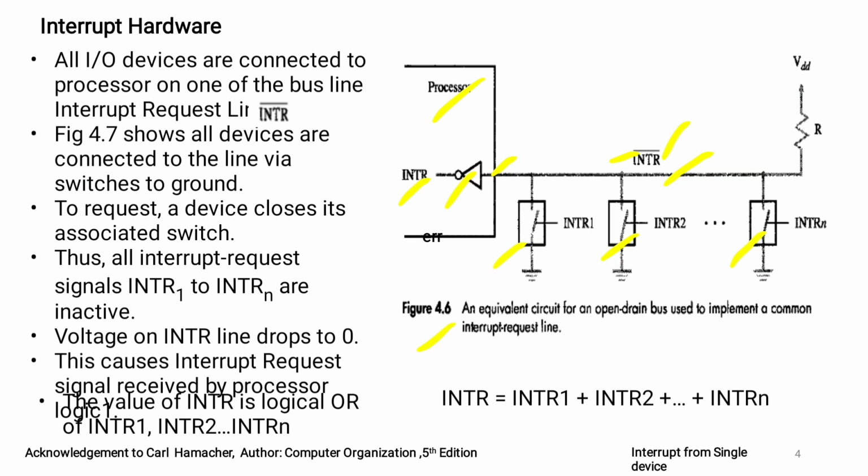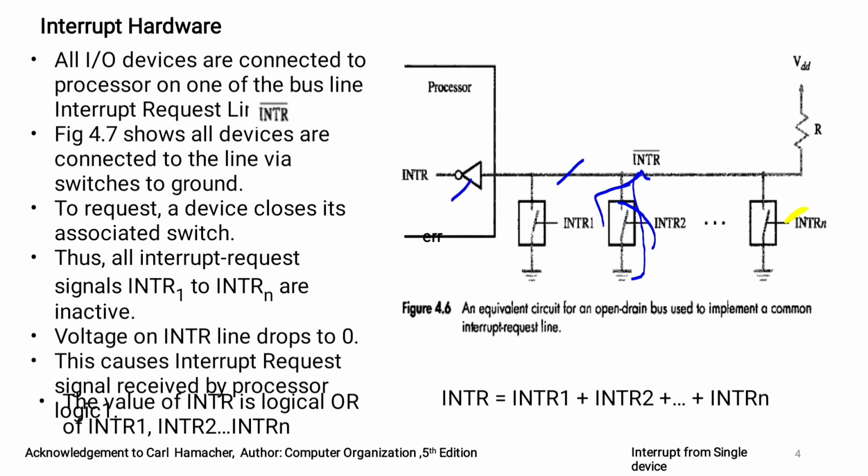Many devices are there: device 1, device 2, device N, through switch 1, switch 2, switch N, are connected to the common interrupt request line which is connected to the processor. When any device makes an interrupt request to the processor, it closes the switch. When this is closed, this ground potential means the INTR bar line is made 0.